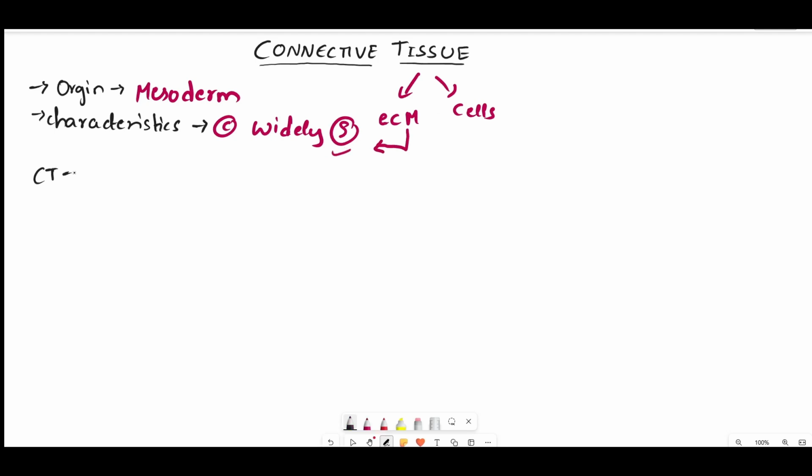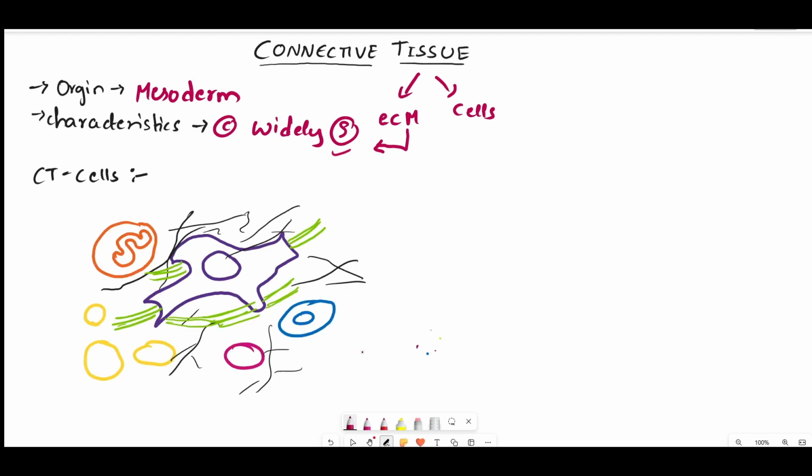We'll try to know what the connective tissue cells are, with a diagram. So this is the diagram. Now let's label it. This part is called the macrophage. Macrophage is useful for destroying bacteria in the body through the process of phagocytosis.